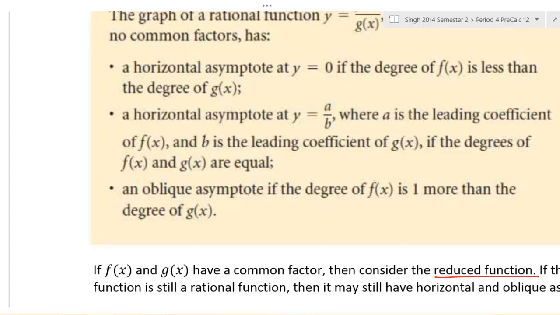No, because they are sort of dependent, right? If the top and bottom are same, horizontal. Top is less than the bottom, horizontal. Top is bigger than the bottom, then that goes against the criteria for horizontal, so we're going to have an oblique asymptote there. So you're either going to have an oblique or you're going to have a horizontal, not both. Good?